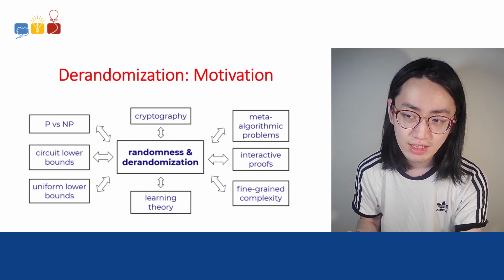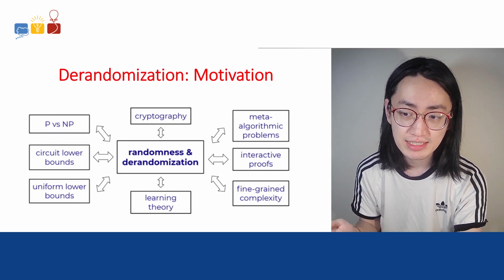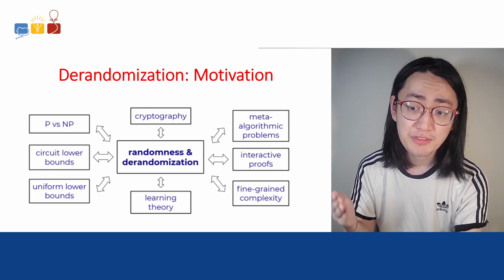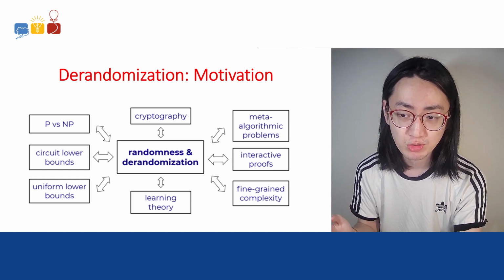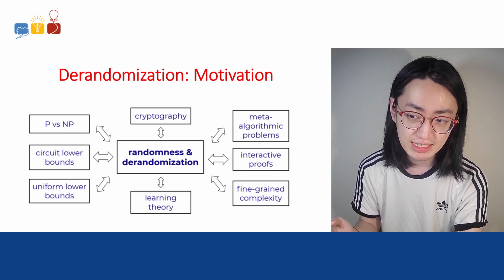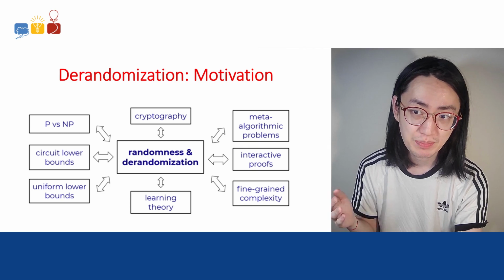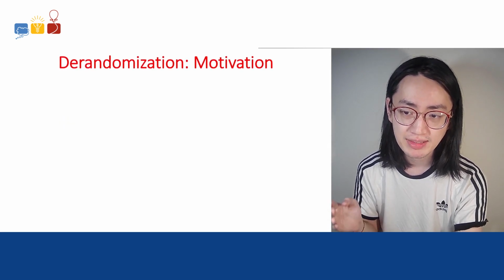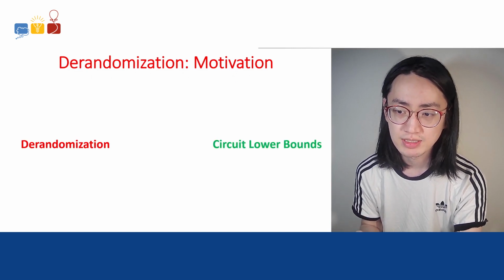From the theory side, randomness and derandomization is connected to many different areas in theoretical computer science. This concept and methodology has also been very influential. The study of derandomization has led to many interesting discoveries in theoretical computer science, so it's very interesting from a theory perspective. I also want to highlight one particular connection between derandomization and circuit lower bounds.